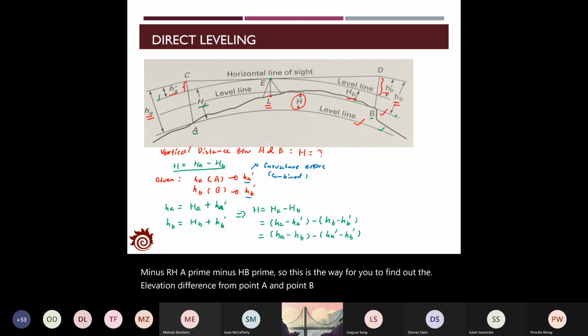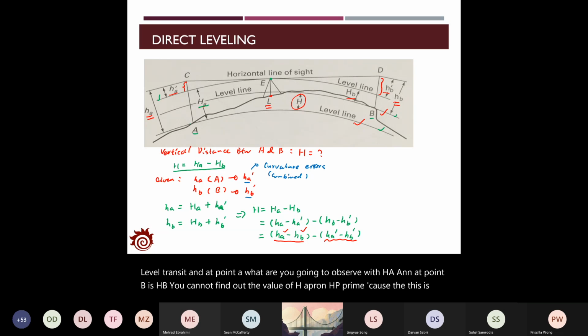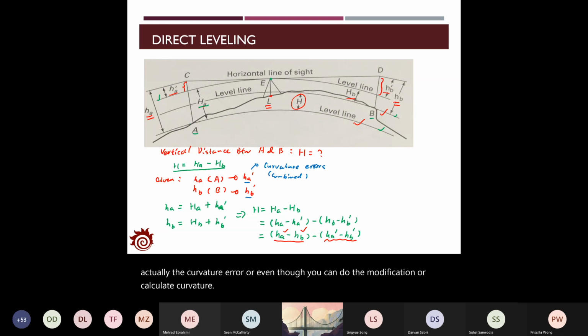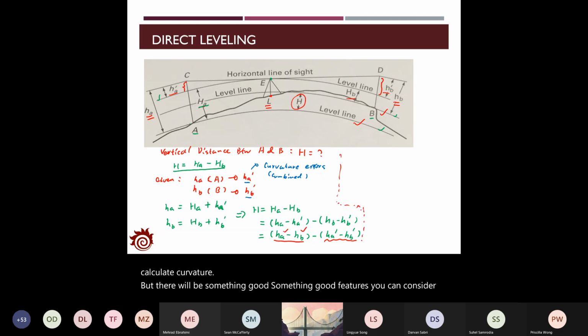But here, in reality, if you are doing the experiment, you can only read the height from the level transit. At point A, what you're going to observe is little ha, and at point B is little hb. You cannot find out the value of HA prime and HB prime because this is actually the curvature error, or even though you can do the modification or calculate the curvature error. But there are some good features that you can consider to eliminate the curvature error.